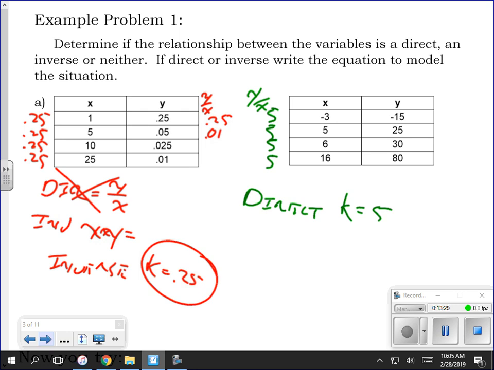So direct, you divide. Inverse, you multiply. And then these tables aren't going to work for the joint variation. That's a whole set of different problems. Okay? Because then you'd have to work out with 3 variables, and I'm not going to do that to you. I could set it up with a table, but it'd have to be a 3 variable table. I'm not that mean. Okay.